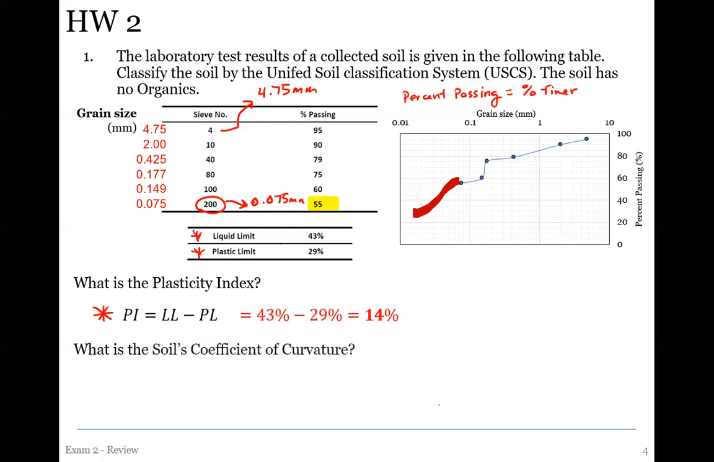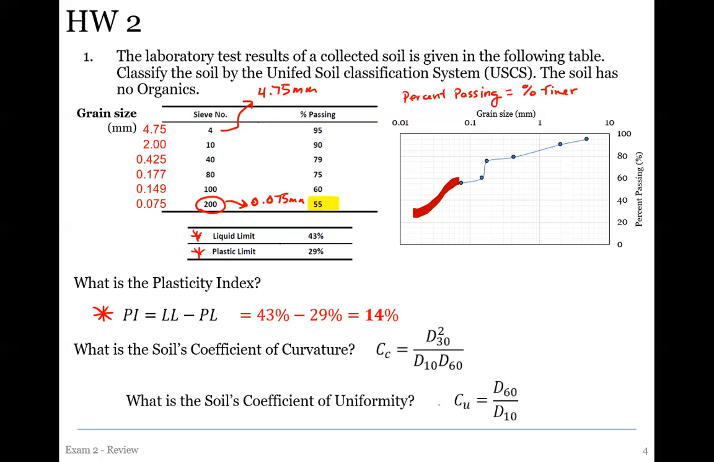The other ones, the soil's coefficient of curvature and the soil's coefficient of uniformity, are these equations. These are meant for coarse grained soils, and for that, we need a full curve. We need to find our D60 and our D10.